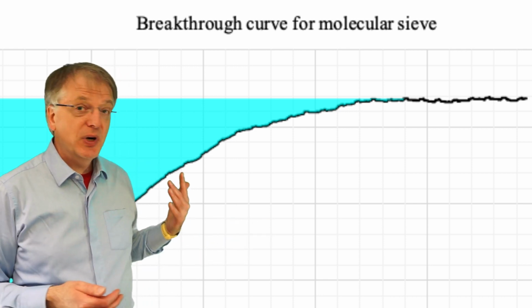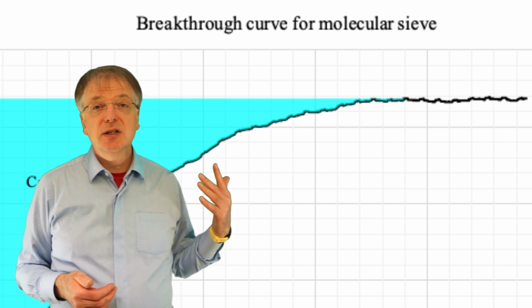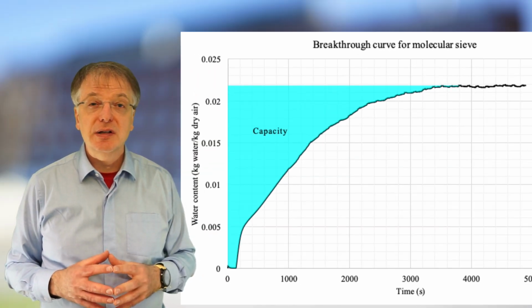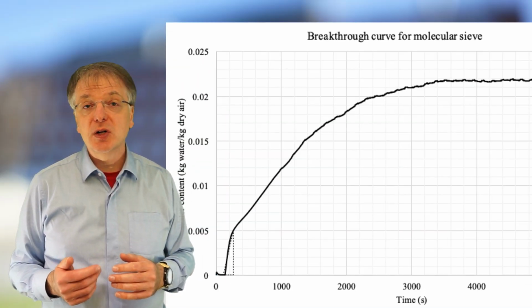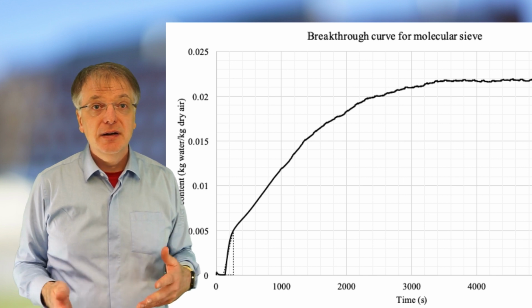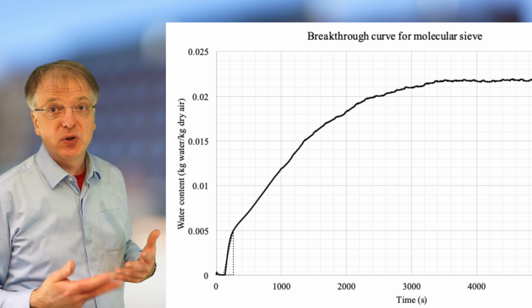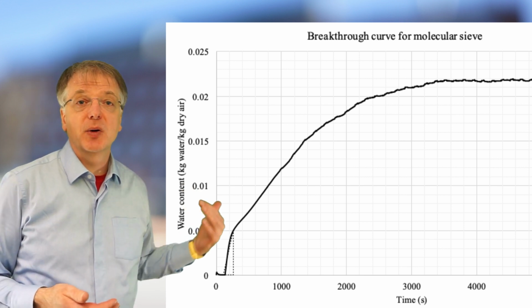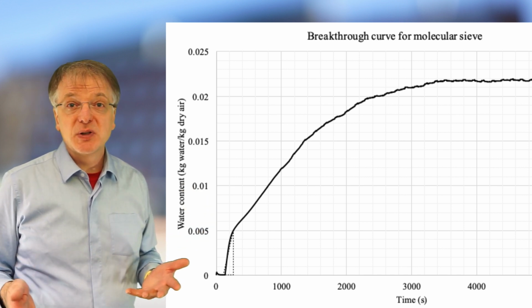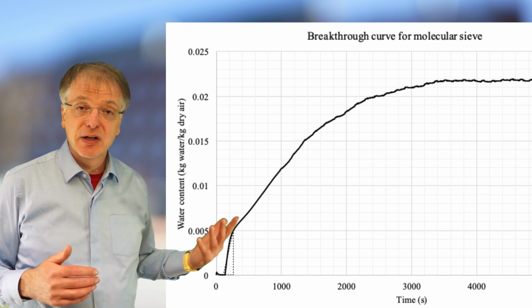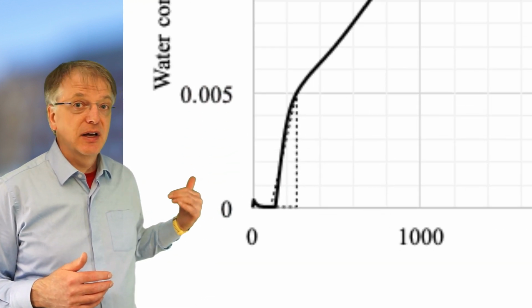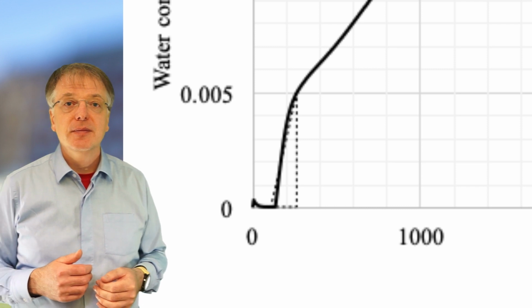In task D, the breakpoint is chosen as the point when the water in the outlet is 0.05 kg of water per kilogram of dry air. Here, the area below the breakthrough curve is rather significant, so we need to calculate the amount of water that has come out. The probably simplest way to do that is to find a triangle with the same area as the area below the breakthrough curve.